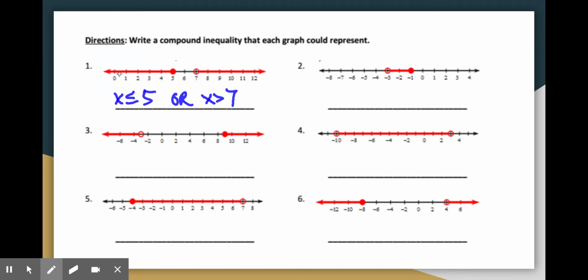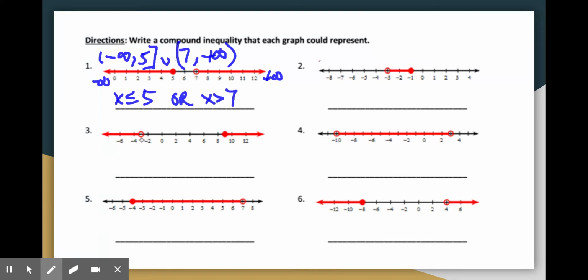Okay, let's see if we can write this in interval notation now. So in interval notation, we would write negative infinity to 5 for the first one, and put a bracket, then a U for the union from 7 to infinity. Infinity gets a parenthesis. The 7 gets a parenthesis because it's open. Okay? All right, let's try one more of these or inequalities.